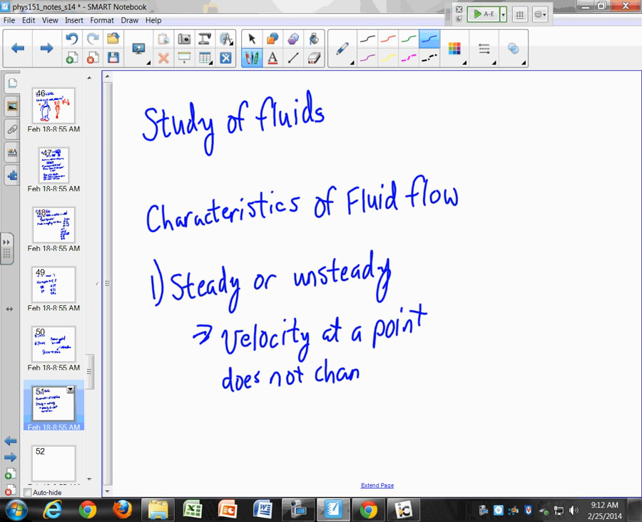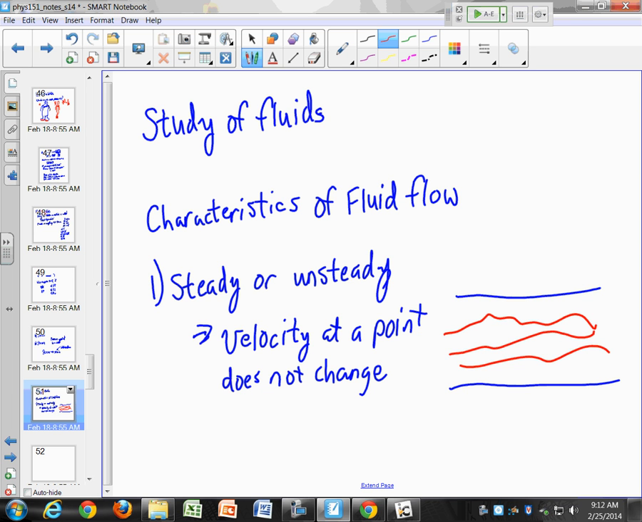Does not change. Right, so the velocity at a point does not change. So if I have a pipe or whatever, and I have fluid flowing through that pipe, I take a particular point, and I ask myself, what is the velocity at that point? And in a steady flow, the velocity at that point is going to remain constant. In unsteady flow, it's not going to be constant. Steady flow. So that's one of our characteristics.